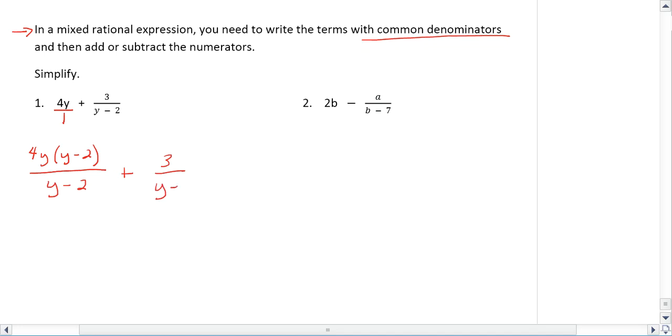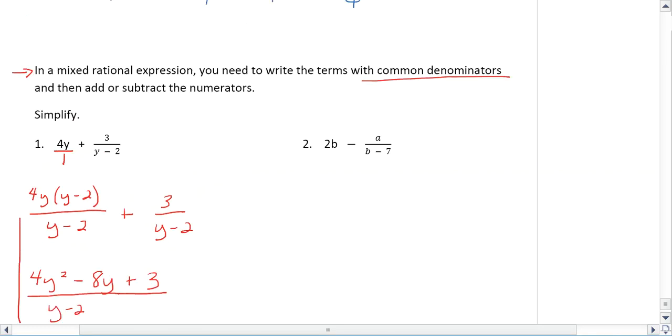And then we simply need to work with the numerators and combine them. So 4y times y is 4y squared minus 8y. And then I have my first fraction ready to go. And then if I'm adding to that a plus 3, doesn't look like there's any like terms to combine, so I'm just going to go ahead and put plus 3 here. And that's the fraction that we get. So this is our answer.